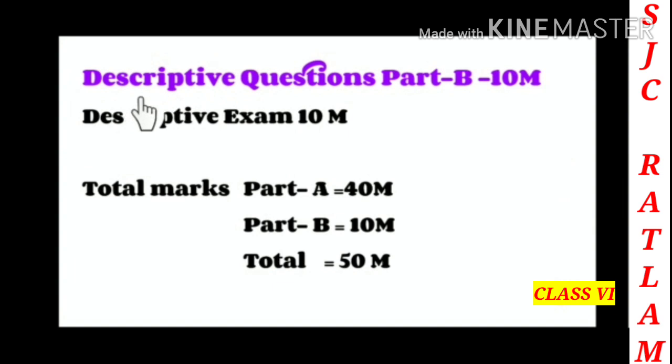Children, here you can see the descriptive question, that is Part B, 10 marks. The descriptive exam will be of 10 marks. The total marks is Part A 40 marks, Part B 10 marks, and the total is 50 marks.